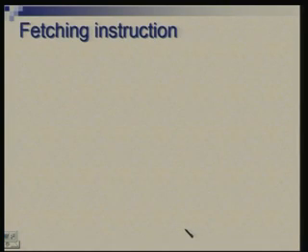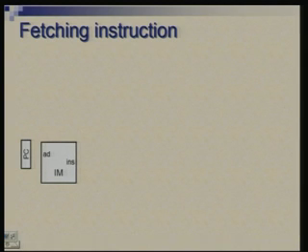So, the action begins by fetching an instruction from the program memory. We have a program counter, a register which will carry the address of the current instruction, and there is an instruction memory. Instruction memory in this design will be assumed to have fixed contents. We are not going to change the contents.